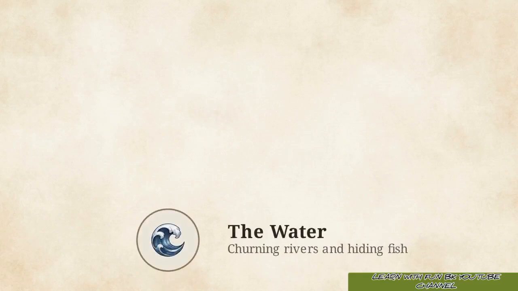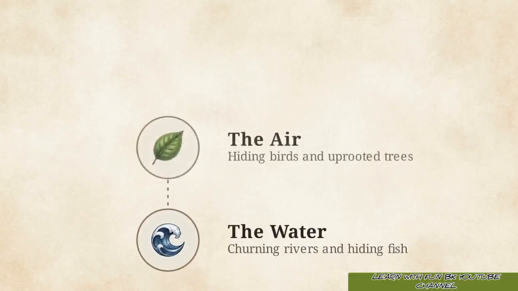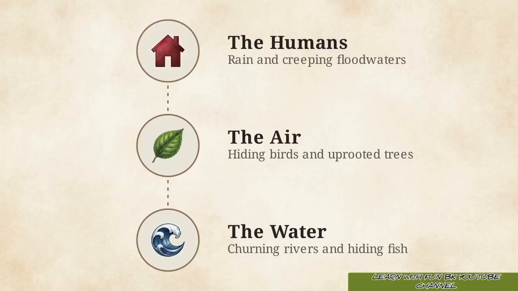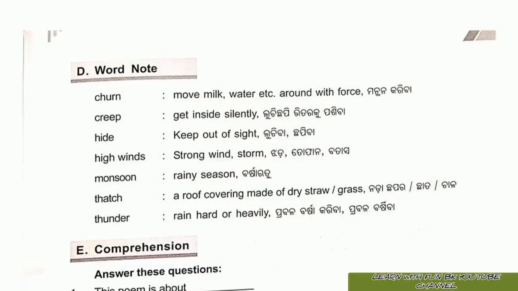Notice how the poem builds. It starts with fish in the water, moves up to the birds and trees in the air, and finally hits the human beings on the ground. Now turn to page 23. At the top, the word note section lists the key terms we just covered. You can see the definitions for churn, hide, and thatch. Keep these fresh in your mind for the exercises.